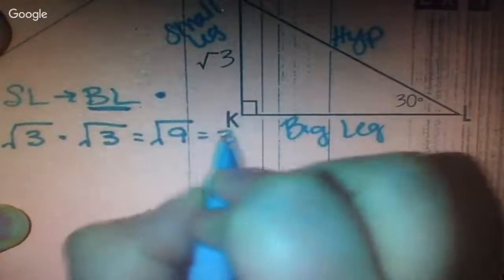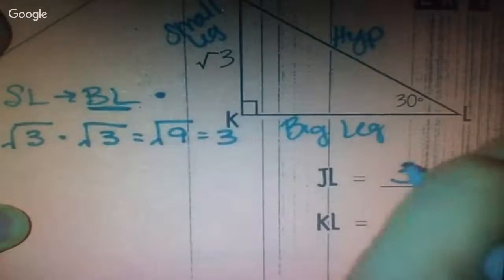Okay, so we start small. Or you could say small leg to hypotenuse to big leg, it doesn't matter. Small to big, and it's more, so multiply. What's my rule? Square root of 3. We're talking big legs, so we use the square root of 3. So the square root of 3 times the square root of 3 is the square root of 9, which is 3.